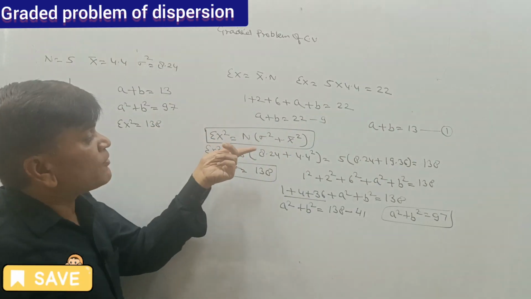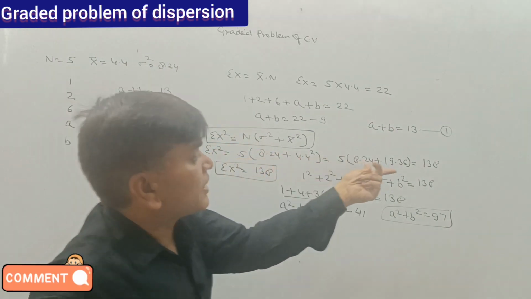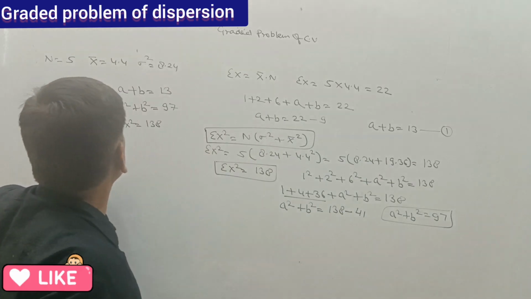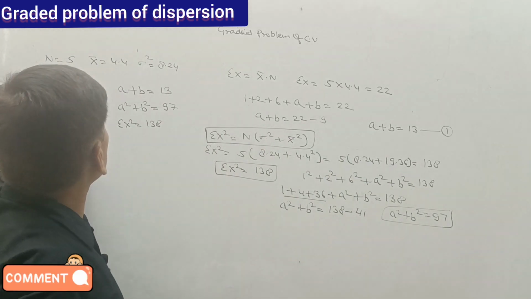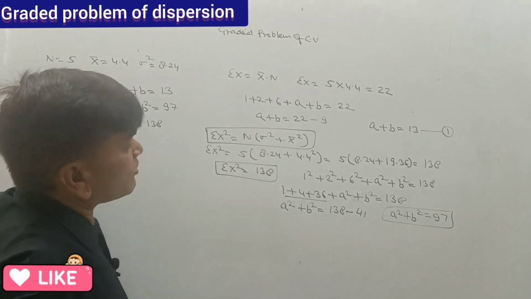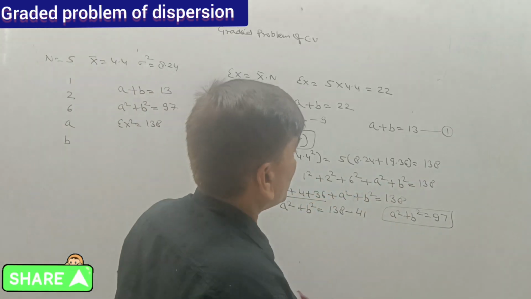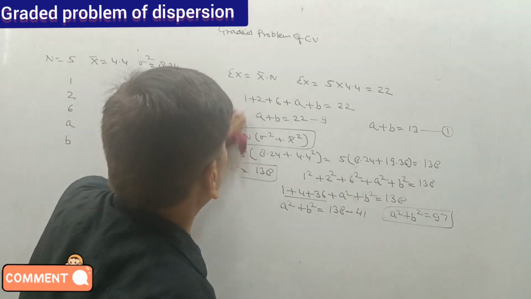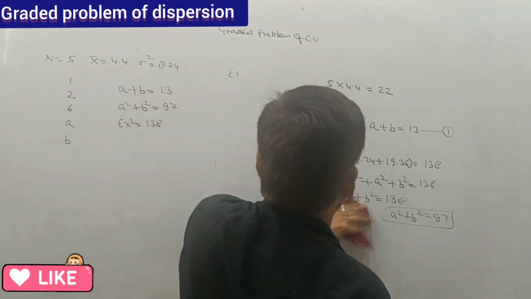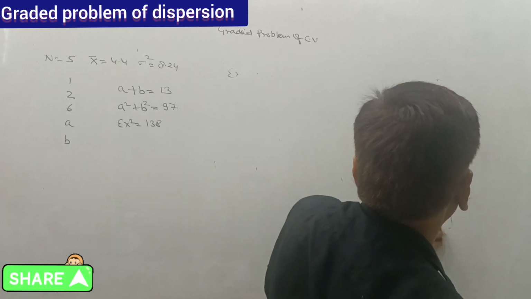Next, the sigma x square value is 138. Sigma x square means the addition of the squares of all items. So 1 square plus 2 square plus 6 square plus a square plus b square is 138. So a square plus b square is 97. Okay. Now we have got the remaining values.